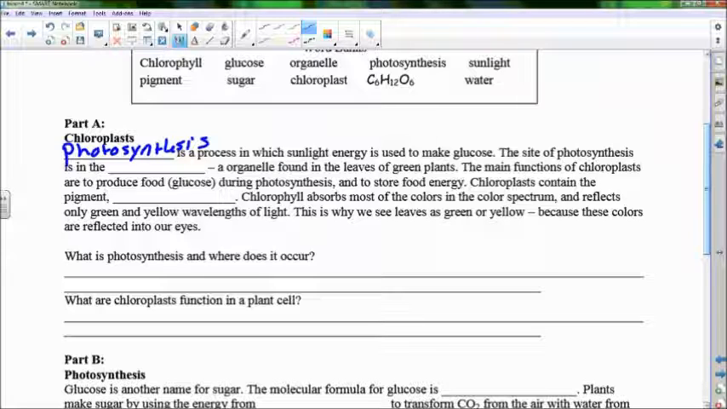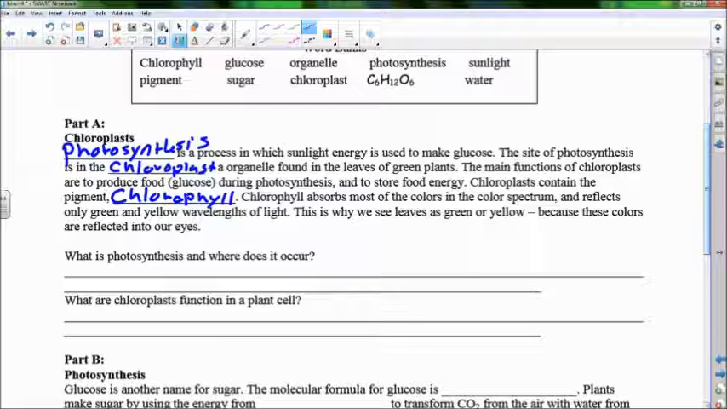The site of photosynthesis, of course, is going to be the chloroplast, an organelle found in the leaves of green plants. The main function of chloroplast is to produce food during photosynthesis and to store energy. Chloroplasts contain the pigment chlorophyll. Chlorophyll absorbs most of the colors of the color spectrum and reflects only green and yellow wavelengths. We talked about yesterday, that's why we see green, because those colors are reflected.